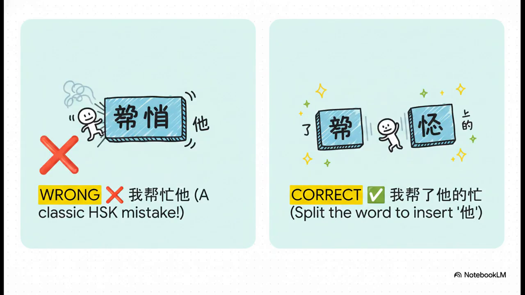But wait, there's another really cool way to fix this, which is where the separable part comes in. Take a word like 帮忙, to help. You can actually split it open and put the person right in the middle. 我帮了他的忙 literally means I helped his busyness. This ability to split these words is a total game changer.